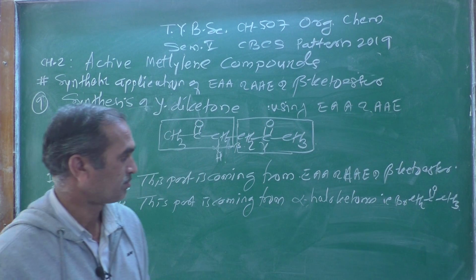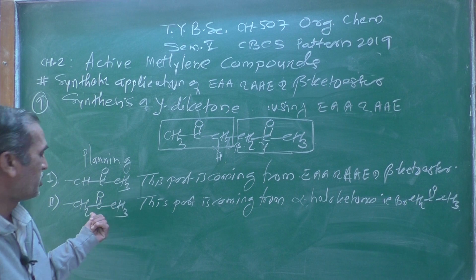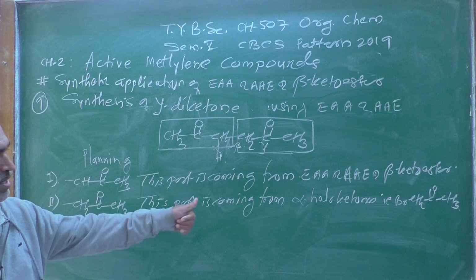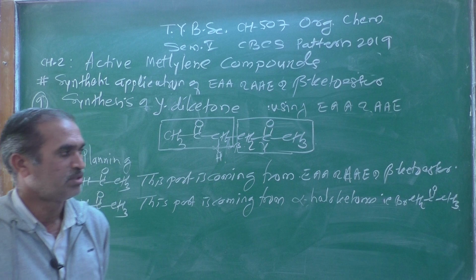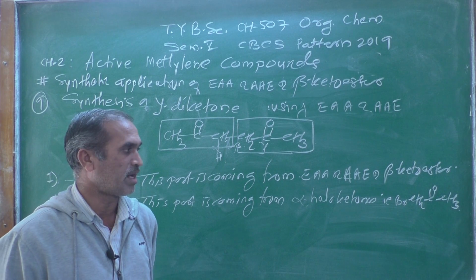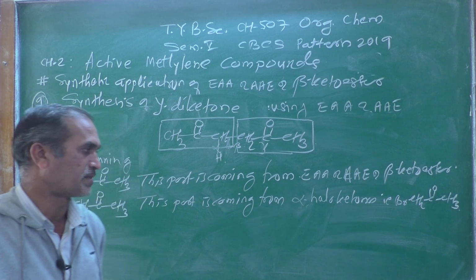Look at this, CH2, C double bond O, CH3. This part is coming from alpha haloketones, that is Br, CH2, C double bond O, CH3.